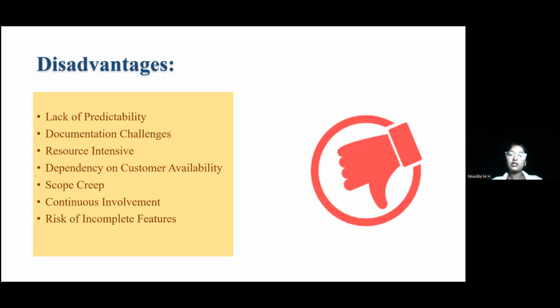Next is continuous involvement. There should be continuous involvement of the team, the testers, the developer, the one who designed the software, and the customer. Everyone should be involved here continuously.